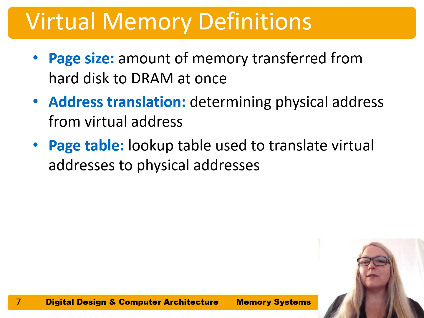So page size is the amount of memory transferred from the hard disk or hard drive to the DRAM, to main memory, at once. Address translation determines the physical address from the virtual address. A processor generates virtual addresses, and we'll talk specifically about what those are. And a page table is a lookup table used to do that translation from virtual to physical addresses.